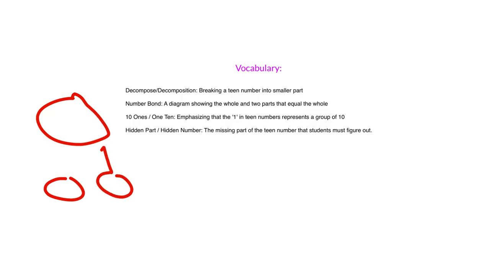So we will have two parts that will add up to give us the big number. 10 ones, emphasizing that the one in teen numbers represents a group of 10. Hidden part, or hidden number: the missing part of the teen number that we must figure out.